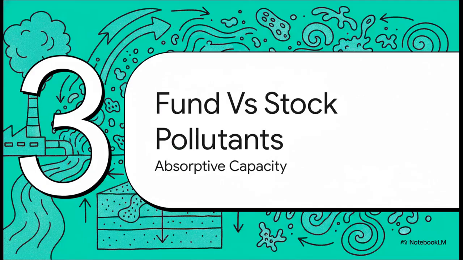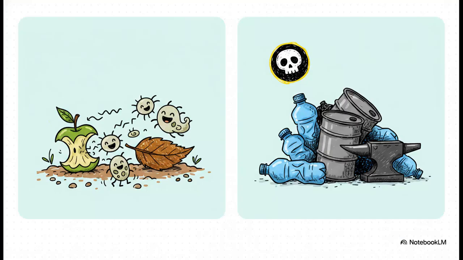Which brings us to part 3, fund versus stock pollutants. Now this right here is a real game changer in environmental science. We divide pollutants into 2 categories based on how the environment handles them: fund and stock. Fund pollutants, the environment actually has some absorptive capacity for these. Given enough time, things like degradable organic wastes, thermal heat, or eutrophic nutrients can actually be broken down or processed by natural bacteria. But stock pollutants, well, they are a totally different beast.